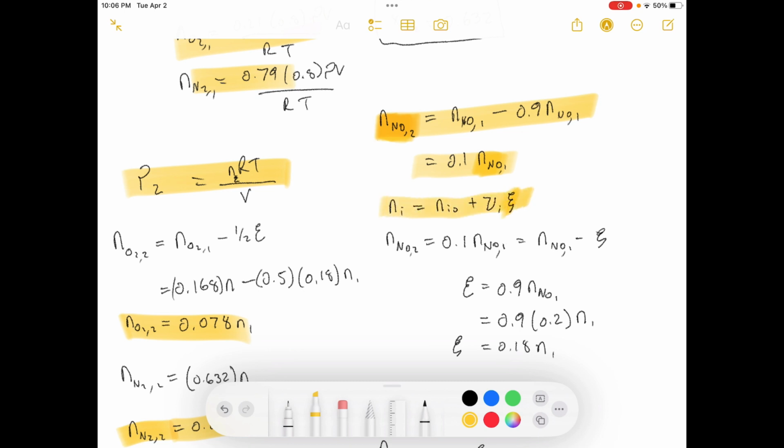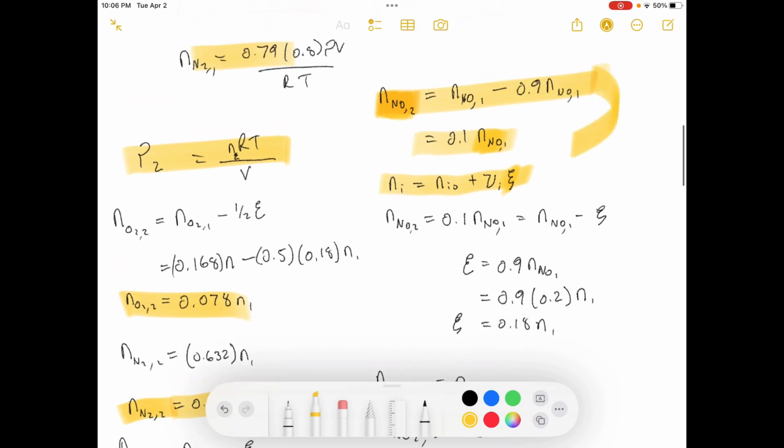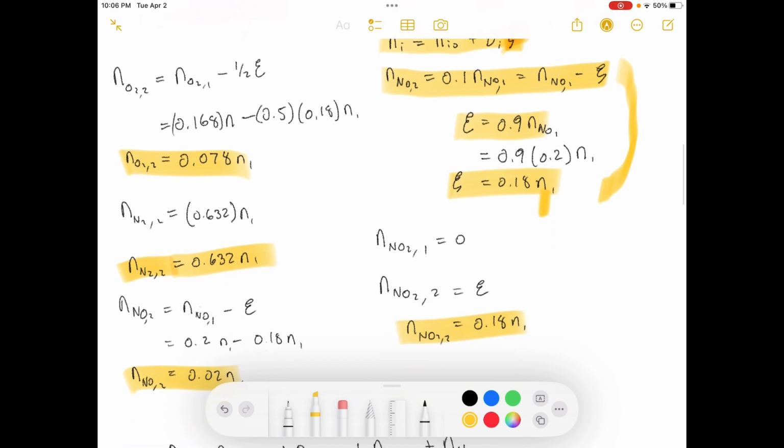This is the general extent of reaction equation. We apply the general extent of reaction equation to each of the species. So we'll first use this equation that they set up to calculate what the extent of reaction is, and then we'll apply it to each of these equations. We get an extent of reaction, and we put it in terms of N1. You can follow this math, how we put it in terms of N1. Then we do the same thing for number of moles of oxygen, putting everything in terms of N1. Then number of moles of nitrogen, in terms of N1.